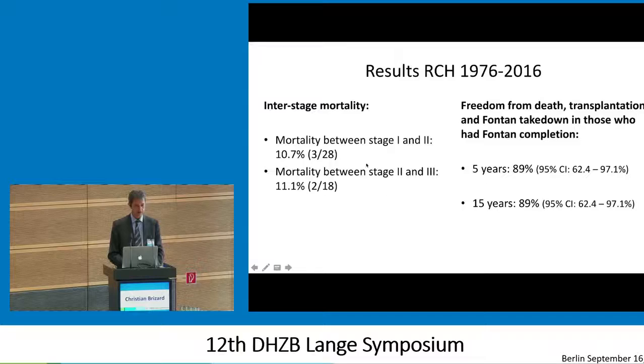The interstage mortality between stage 1 and 2, 10%, 3 out of 28. And between stage 2 and 3, 11%, 2 out of 18. The freedom from death, transplantation, and Fontan takedown in those who had a Fontan completion was 89%.